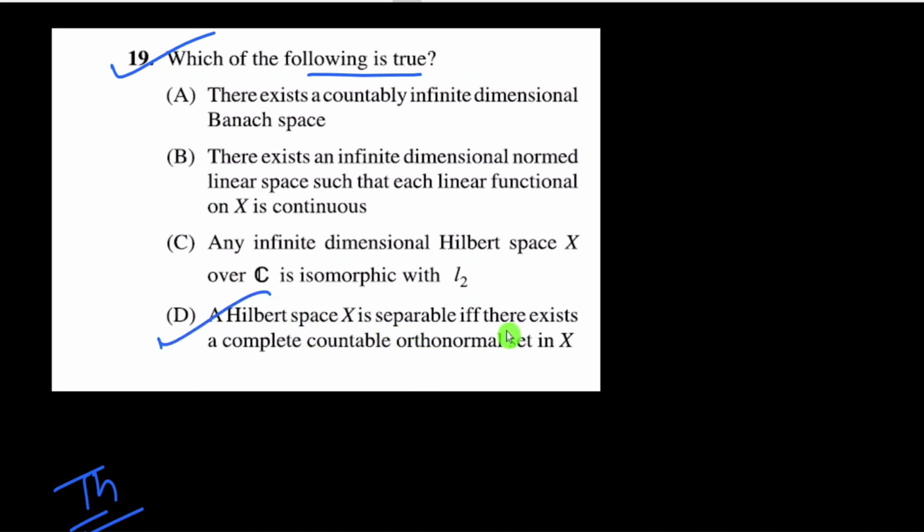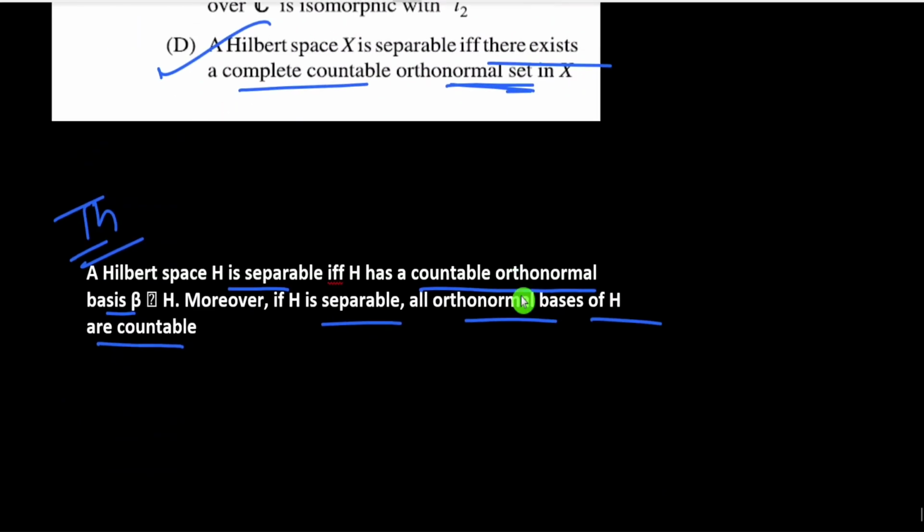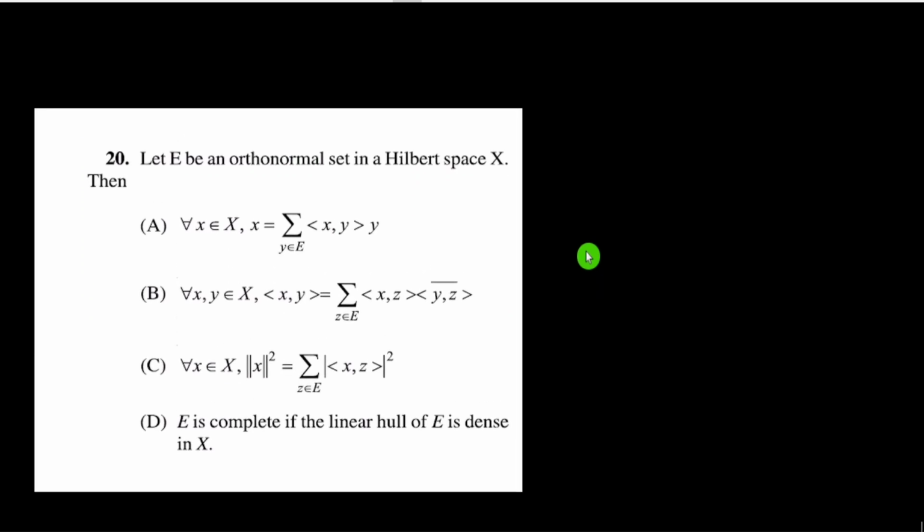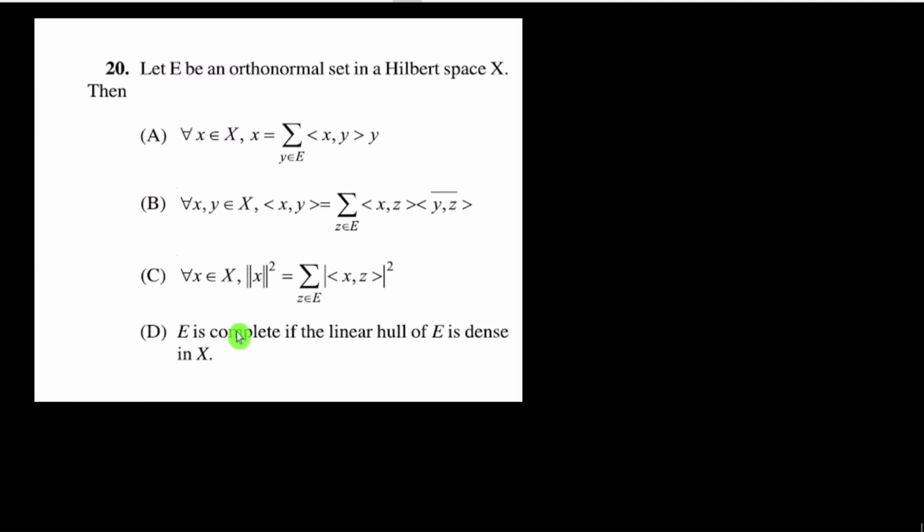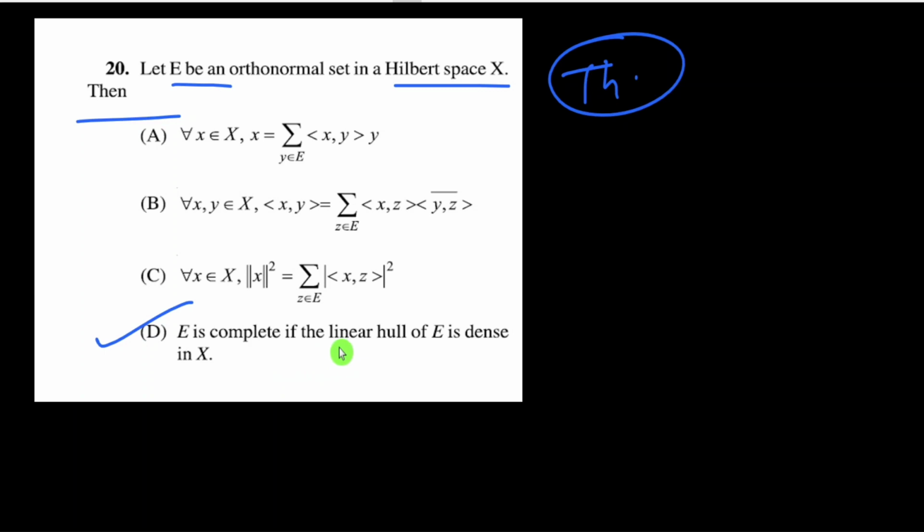A Hilbert space is separable if and only if there exists a complete countable orthogonal set in X. And orthogonal means linearly independent, orthonormal means linearly independent. So this is the correct statement. And question number 20 says that this is also a statement based question, based directly on a theorem. If E is an orthonormal set in a Hilbert space X, then the statement is that E is complete if the linear span of E is dense in X. This is the correct statement, a directly theorem based question.